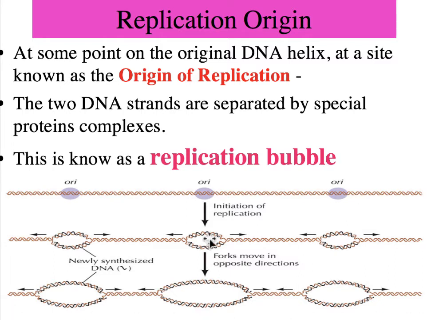If one looks closely, each bubble has a left side and a right side. These left sides and right sides of every bubble are referred to as replication forks. So this bubble in the center has a left replication fork, which is traveling to the left, and a right replication fork, which is traveling to the right.